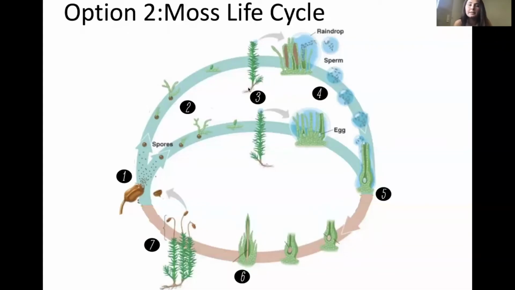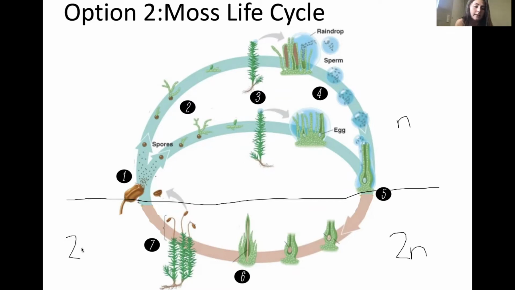Today I'm going to be explaining the moss life cycle. First, I like to start off with deciding what stage the cell is going to be in. An easy way to do this is to just draw a line straight down the middle, in between the blue and the pinkish brown area, through meiosis and fertilization, and then label up here an N and then a 2N, and do the same on the other side. The N basically represents haploid and the 2N represents diploid.